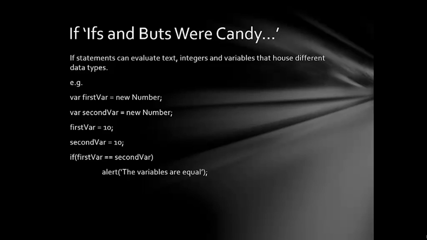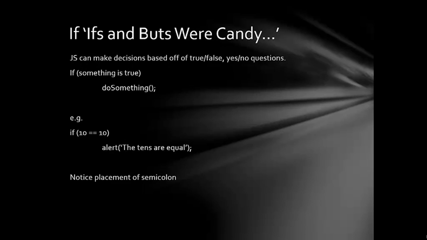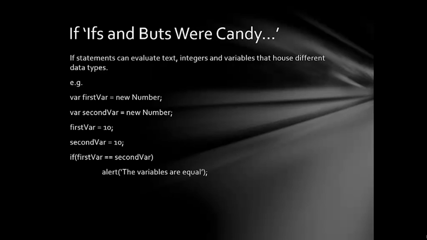Now, we can evaluate a whole bunch of different stuff. We can evaluate straight, literal numbers like you just saw. We can evaluate text, integers, and things like that. But usually you're evaluating variables or functions that hold data. In this case, my first variable is housing my number 10, my second variable is housing my number 10, so this is equivalent to if 10 equals 10, but we're doing it with variables. That's usually what happens. Usually you're not hard coding values into it.